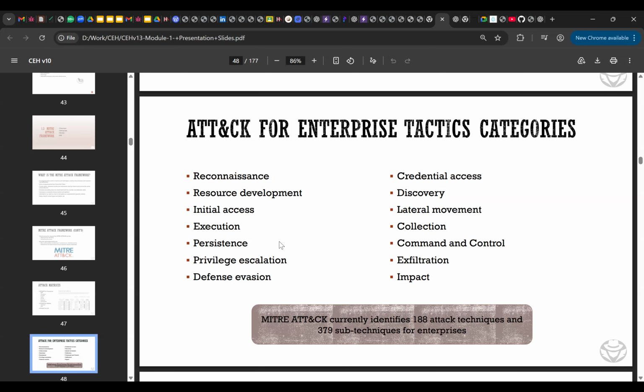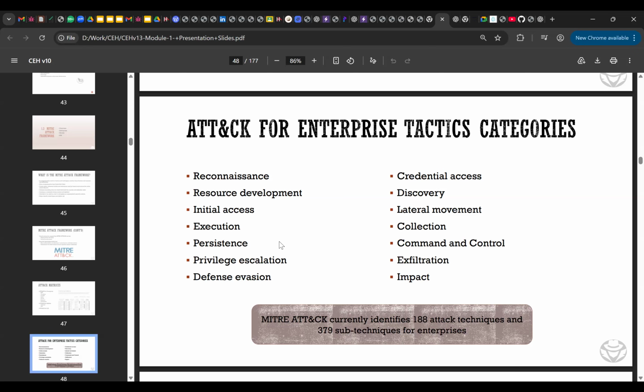Then we have collection, which is collecting information. Whenever the attacker performs any of these tactics, they gather the data of interest from the systems they have already compromised. That means sensitive files, credential-related information, critical emails, project files, screenshots, and database entries or tables. That is known as collection.